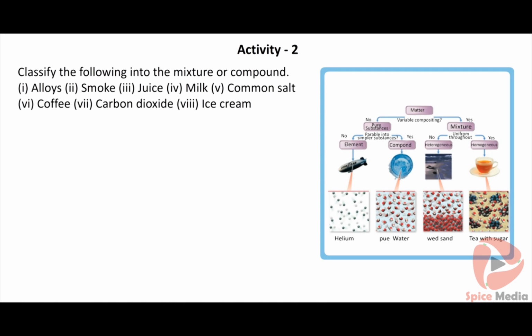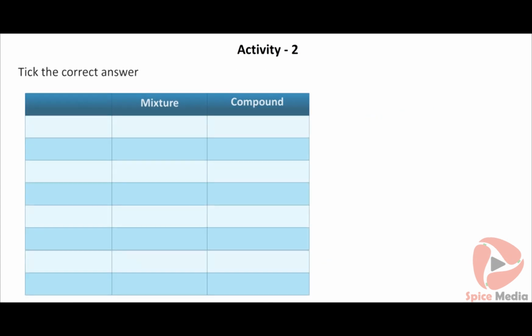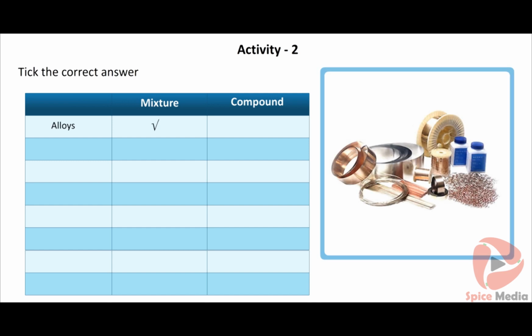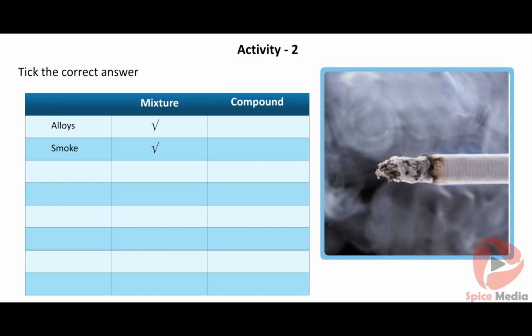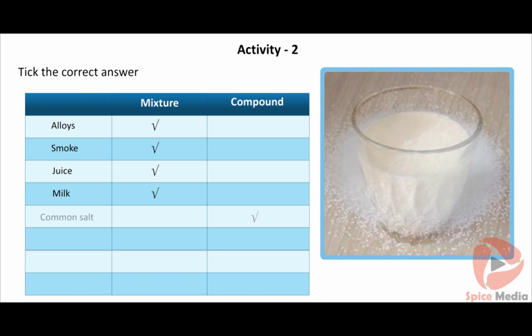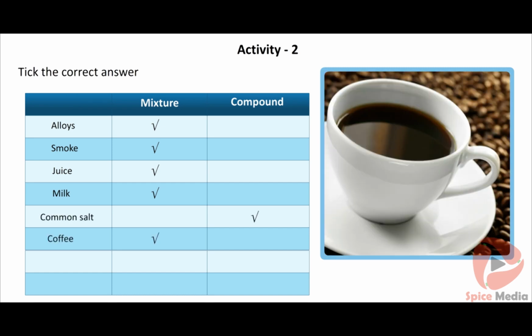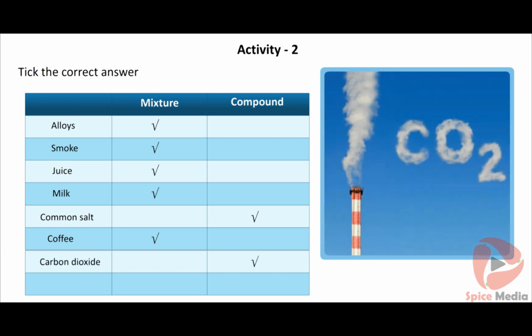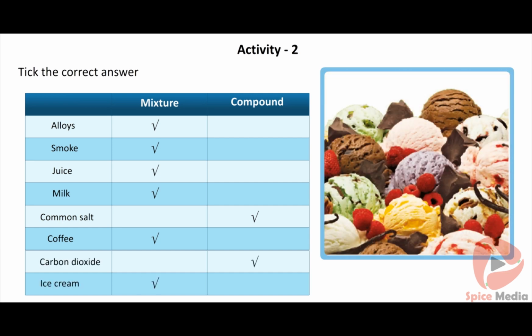Classify the following into mixture or compound: alloys, smoke, juice, milk, common salt, coffee, carbon dioxide, ice cream. Tick the correct answer. Alloys, mixture. Smoke, mixture. Juice, mixture. Milk, mixture. Common salt, compound. Coffee, mixture. Carbon dioxide, compound. Ice cream, mixture.